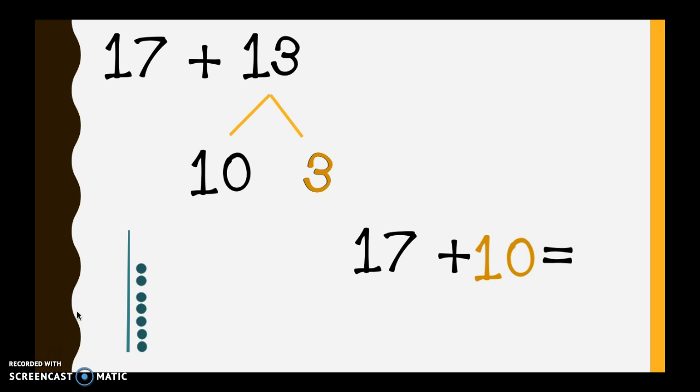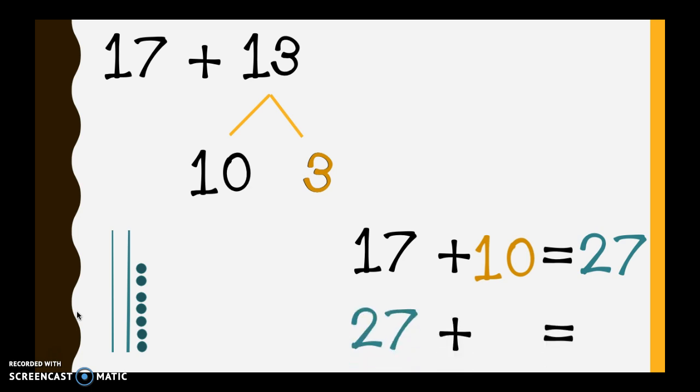So here's 17, and now I'm going to go ahead and add a 10. Can you go ahead and write down your good answer, what 17 plus 10 is? Oh, good. Did you get 27? Well done. Okay, now we have to take 27 and we need to add the leftover part of 13. Can you go ahead and write that number sentence?